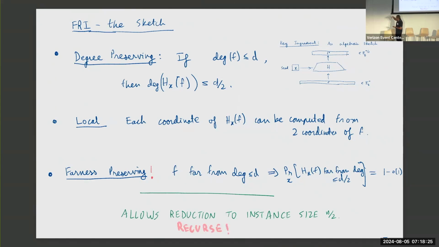And one can recurse. I'm not now describing the protocol FRI formally, but I can just say it in words. f has been written down. The verifier picks a random x, which is going to be the seed for this algebraic sketch. It sends that to the prover and asks the prover to write down f prime, which is h_x of f. And then we keep doing this again and again. And in order to keep doing this again and again, whatever this algebraic sketch was should also be definable on a set of size n over 2, and so on.